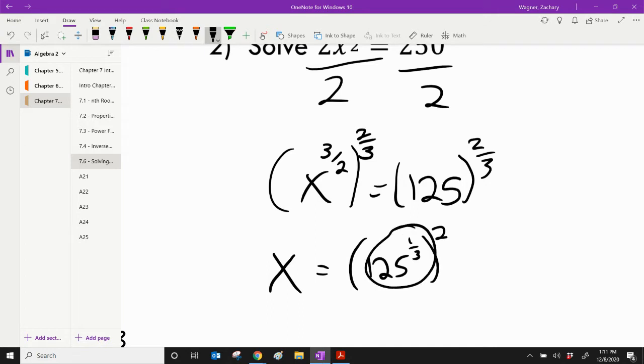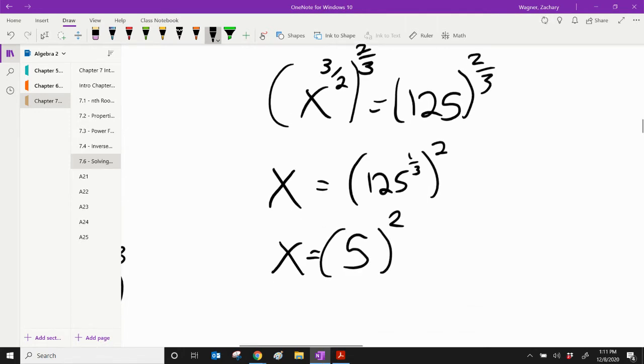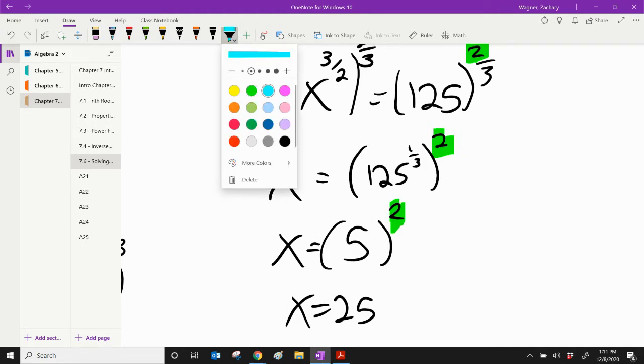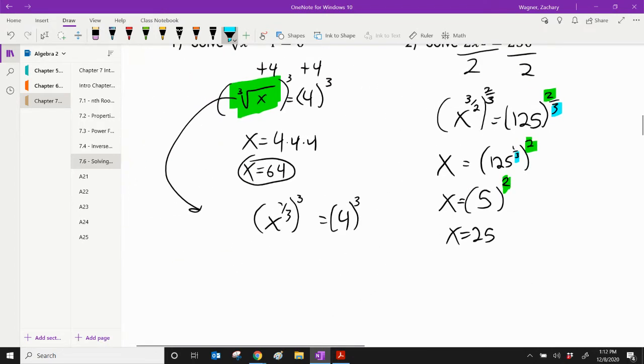The cubed root of 125: what number times itself 3 times equals 125? Well, that's a nice number. That's just going to be 5. The cube root of 125 is 5, and 5 squared is 25. Notice this 2 up here stays there. The 3 goes here. The cube root of 125 gives you that 5 value, and 5 squared becomes 25. That's how we solve equations with power functions.